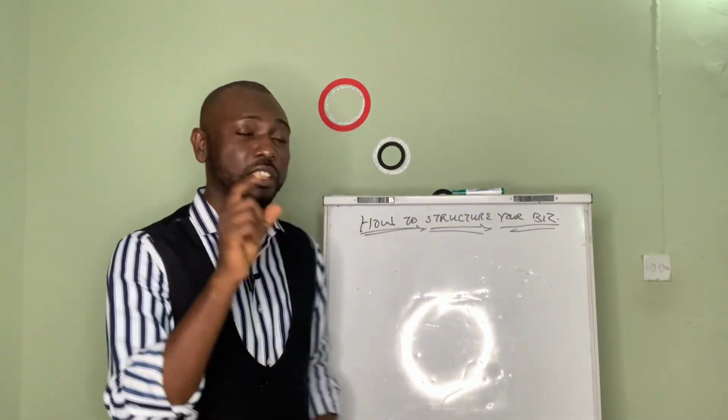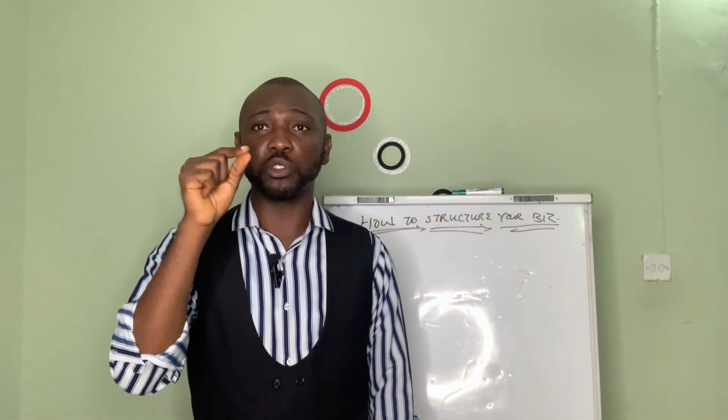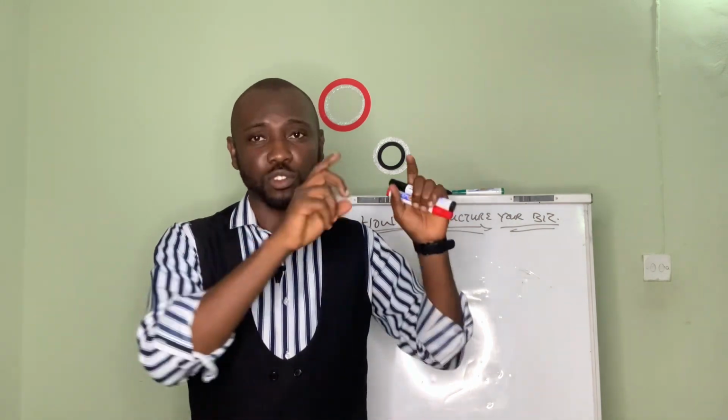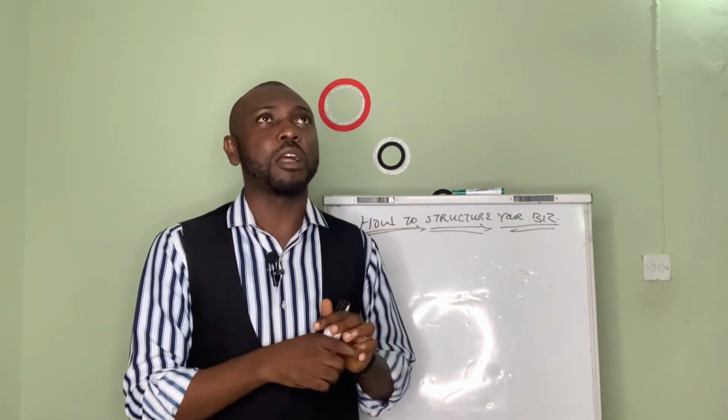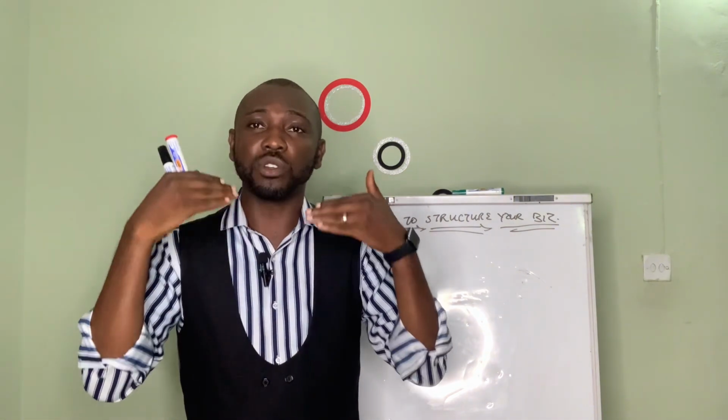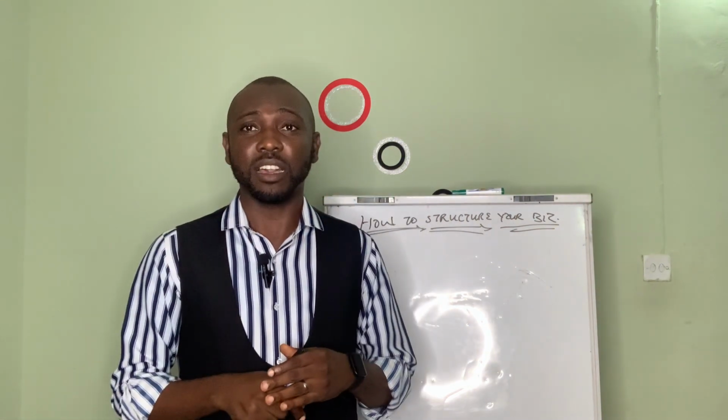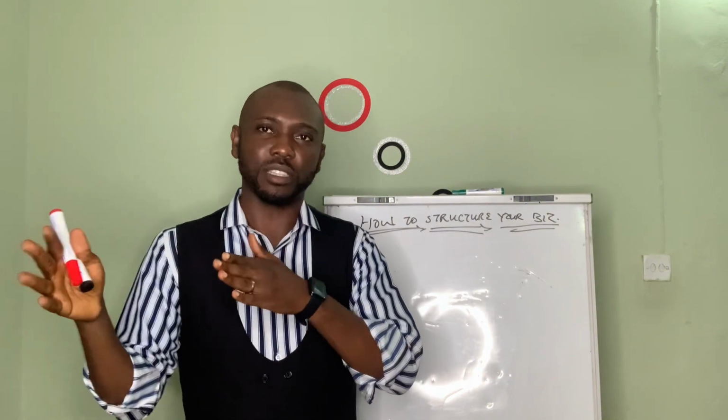Now, the first way for you to come up with the structuring of your business, remember, structuring has to do with building systems, right? Is to understand what your core business activities are and use that to create systems.